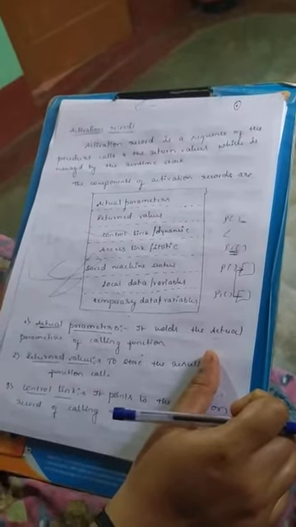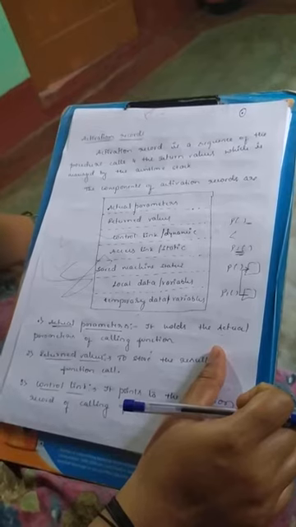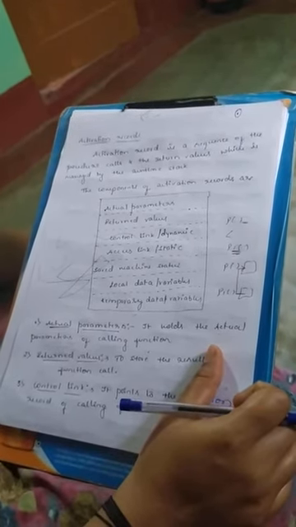So you can expect this question as a 10 marks question: explain the stack allocation of storage organization, or explain the activation record or activation tree with an example. You can expect this question as a 10 marks question.